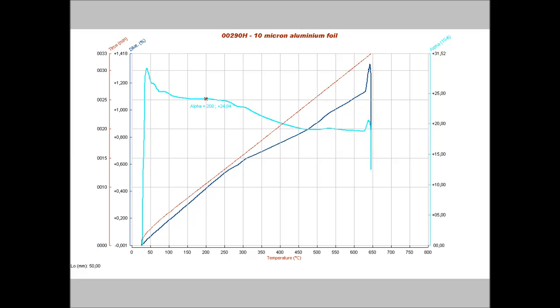This is the outstanding result of the measurement on an aluminium foil with a thickness of only 10 microns. Up to 250 degrees centigrade, the aluminium expands with an average thermal expansion coefficient of 24 by 10 minus 6. After this temperature, there is a process of volume reduction, which is caused by the rearrangement of the internal structure, stressed by the cold rolling. Indeed, after the last stage of cold rolling, the material is not annealed, and it retains all the rolling stresses. At 650 degrees C, the material melts after a sharp peak in the expansion.